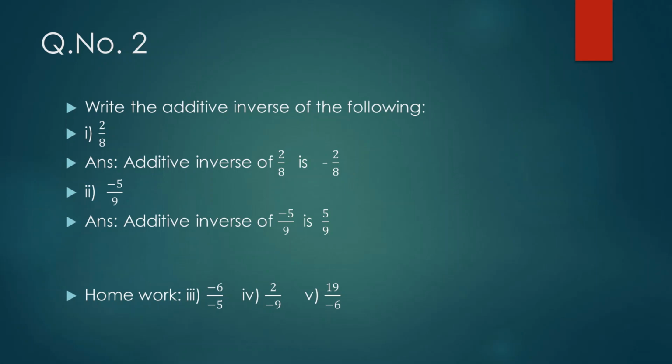Okay. Now see the second question, -5/9. Here one is positive and another is negative, isn't it? The numerator is given negative and the denominator is given positive, so it's a negative rational number. So what should the inverse be? Positive, isn't it? So the additive inverse of -5/9 is 5/9. Clear?